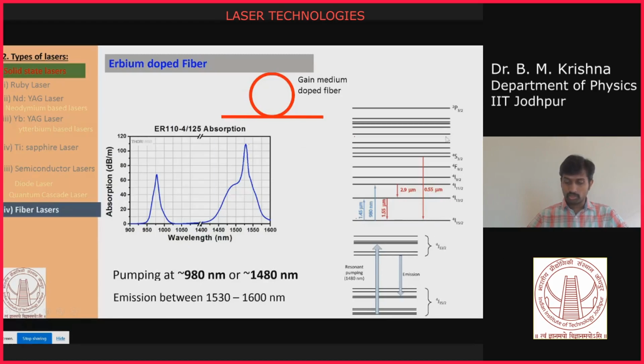Okay, so this is the whole energy spectrum of your erbium material. Your lasing takes place from 4I13/2 to 4I15/2. So that is a laser transition. In these energy levels you have multiple energies.